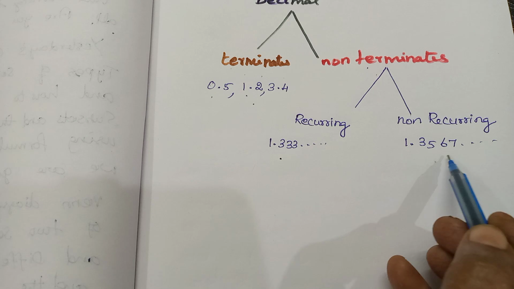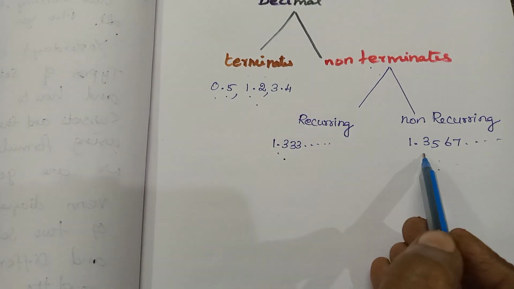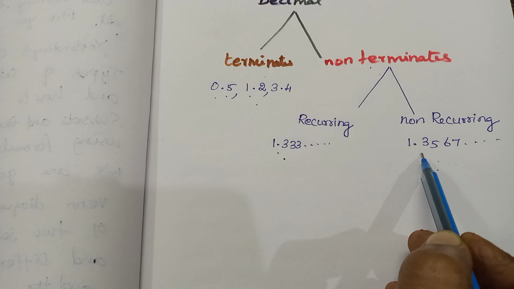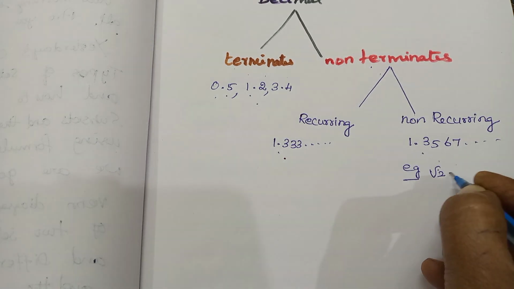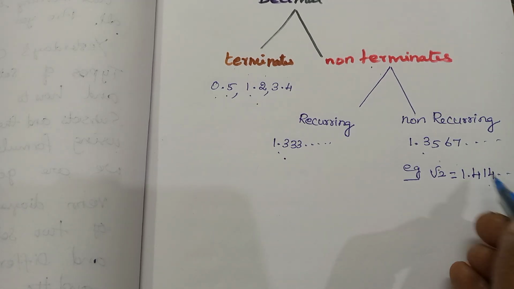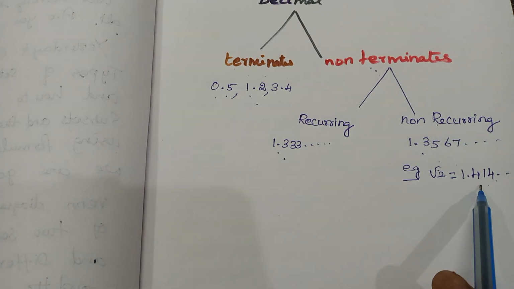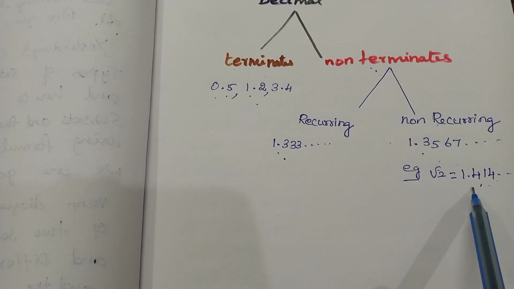So these non-recurring types of numbers are known as irrational numbers. This is rational, this also rational, this is irrational. Understand students? Only non-recurring types of numbers are known as irrational numbers. For example, root 2. The value of root 2 is equal to 1.414 etc. Different numbers are appearing, so non-recurring, and no end, non-terminating. So irrational numbers are non-terminating and non-recurring. There is no end and the same numbers will not repeat. Different numbers will appear.